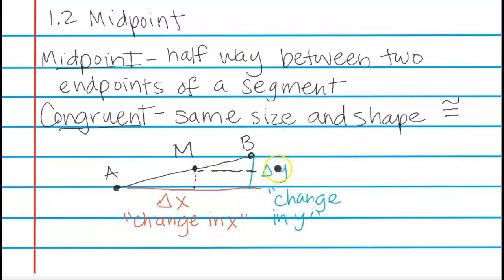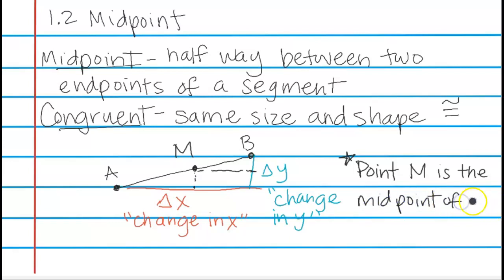Okay, and I want to make a couple statements about this diagram I drew here. First of all, M is, and actually I want to backtrack because I don't want to just call it M, I want to call it point M. Point M is the midpoint of segment AB. And I'm going to name my segment the proper way with the two endpoints and my line above. So point M here is the midpoint of segment AB.